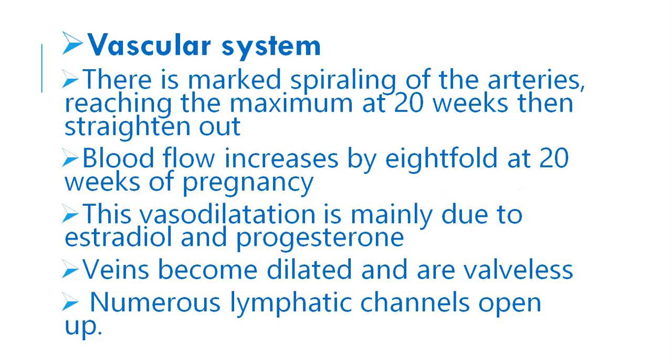Then in the body of the uterus, what happens to the vascular system? There is marked spiraling of the arteries reaching a maximum at 20 weeks. Then the spiraling arteries straighten out. Blood flow also increases 8-fold at 20 weeks of pregnancy. The vasodilatation is mainly due to the hormones progesterone and estrogen. Veins become dilated and are valveless. Numerous lymphatic channels open up.